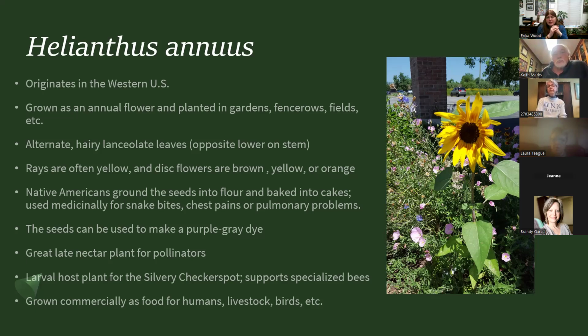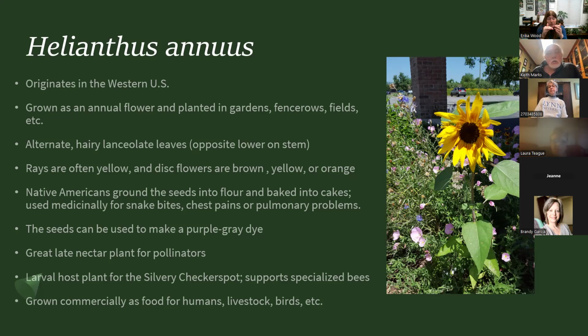The sunflower itself has these very hairy lanceolate leaves. They have more of an alternate leaf arrangement. However, if you look at the bottom, sometimes that leaf arrangement can change at the bottom of the stem to more of an opposite arrangement. When it comes to the florets themselves, often the florets are yellow with kind of this brownish orange center disc.